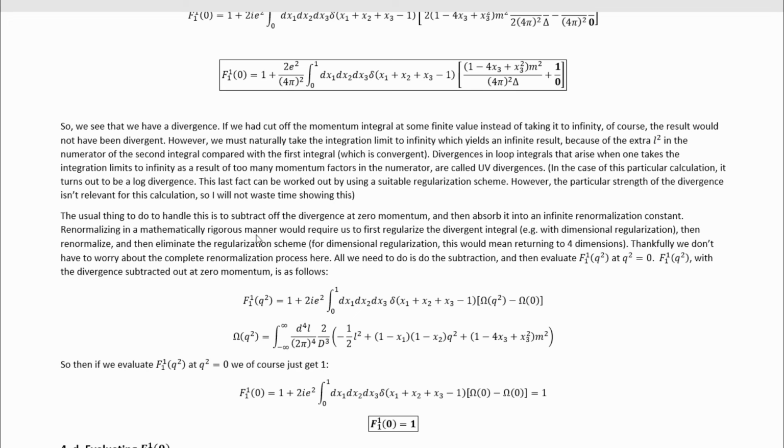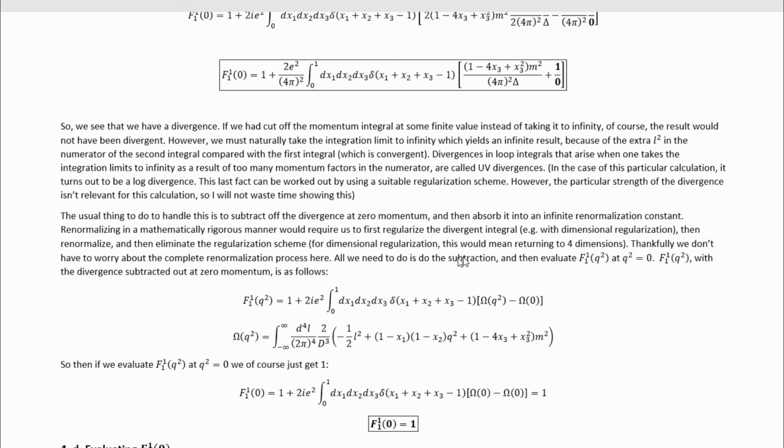Renormalizing in a mathematically rigorous manner would require us to first regularize the divergent integral, for example with dimensional regularization, and then renormalize, and then eliminate the regularization scheme. For dimensional regularization, this would mean returning to 4 dimensions. Thankfully, we don't have to worry about the complete renormalization process.